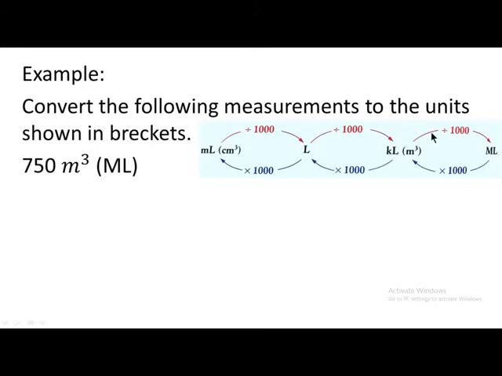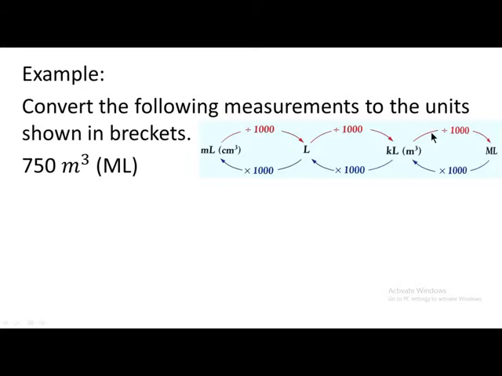Next, 1 kiloliter is actually equal to 1,000 liter, because from kiloliter to liter you multiply the number by 1,000. And 1 megaliter equals 1,000 kiloliter. You multiply the number by 1,000.